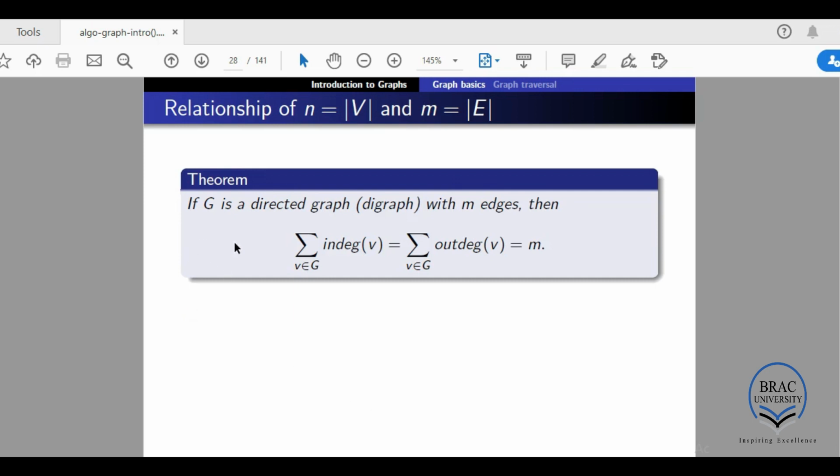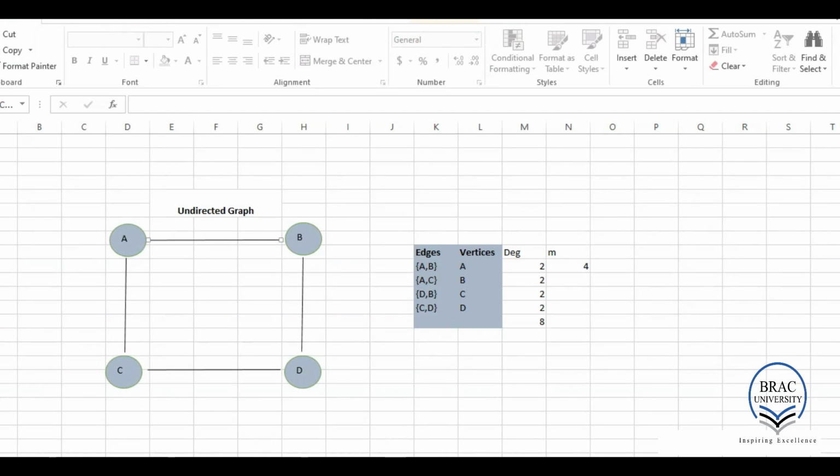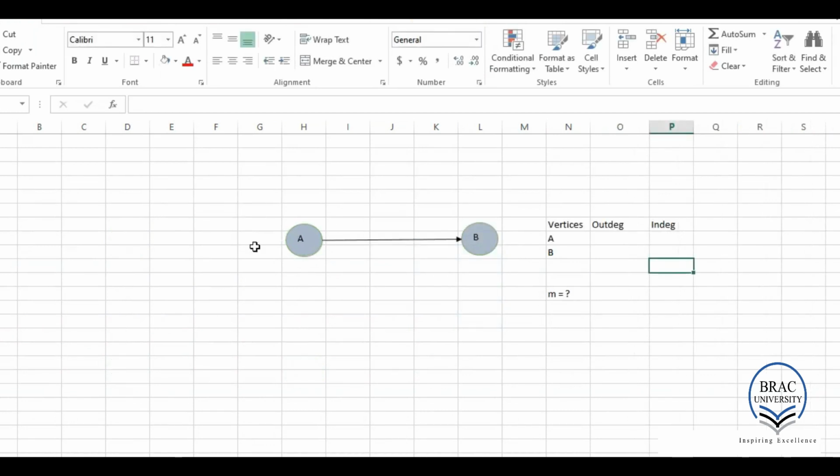Now let's discuss this particular theorem. It says that if G is a directed graph or a digraph with m edges, then the summation of the in degree of all the vertices of the graph will be equal to the summation of the out degree of all the vertices in the graph, and this will be equal to m. So let's discuss this with another example. This is a very simple example. You can see that I have only 2 vertices in my graph and a single edge.